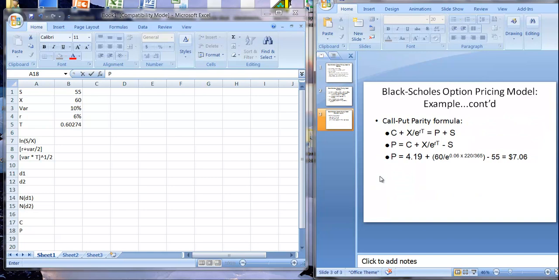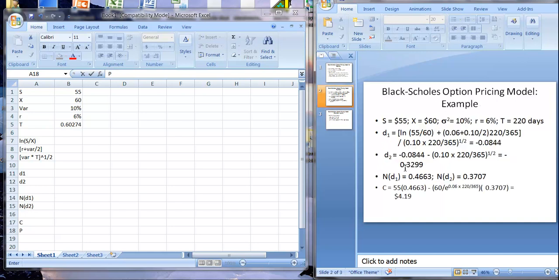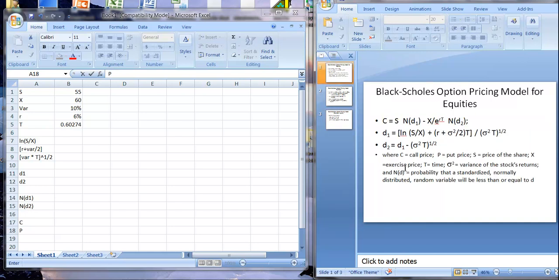Okay, we'll also go to one more slide and talk about put-call parity. Put-call parity tells us that if we know the value of the call option, we can figure out what the value of the put option is, because there's a relationship. But first, let's just try and put this information in.